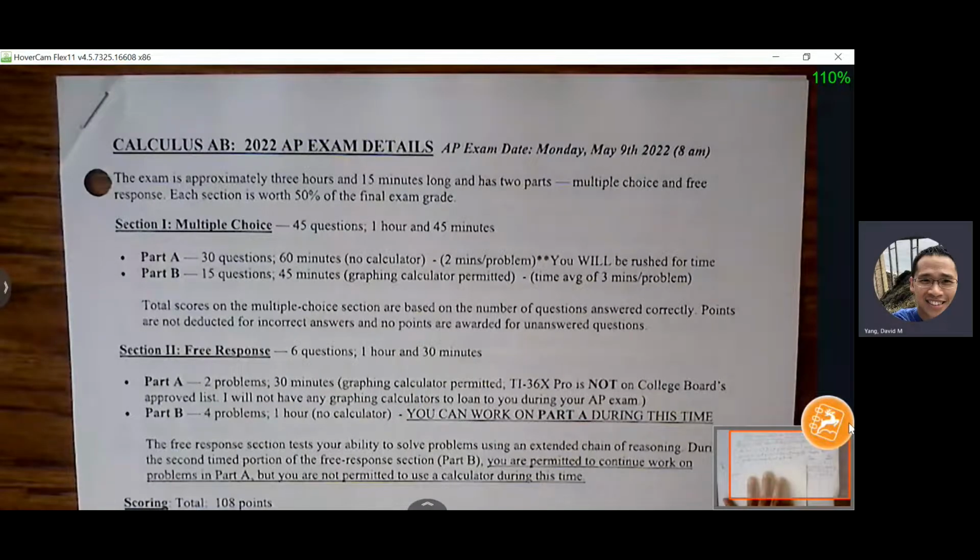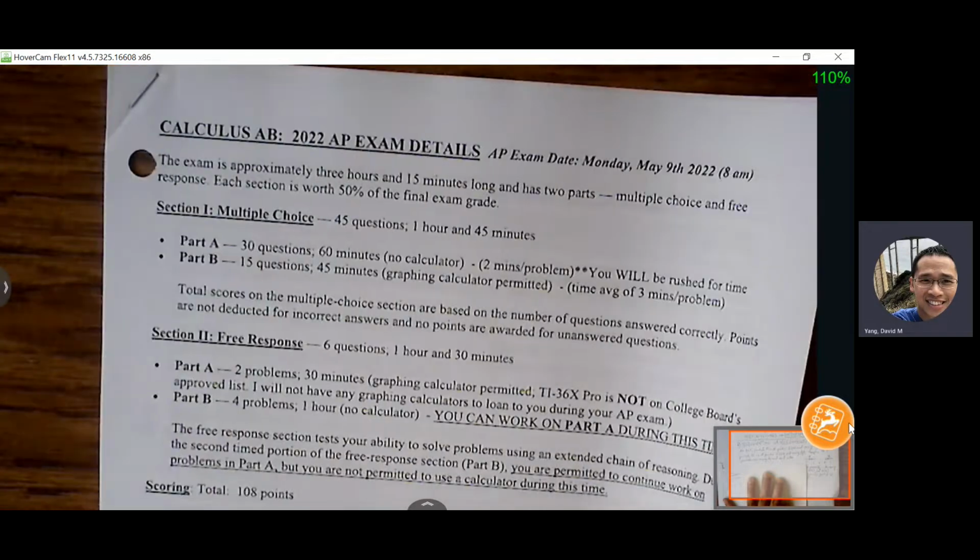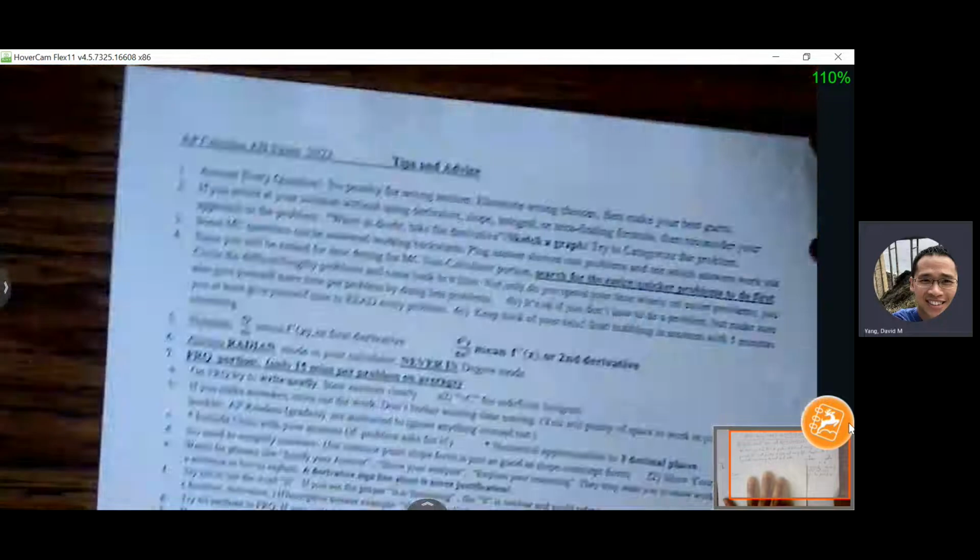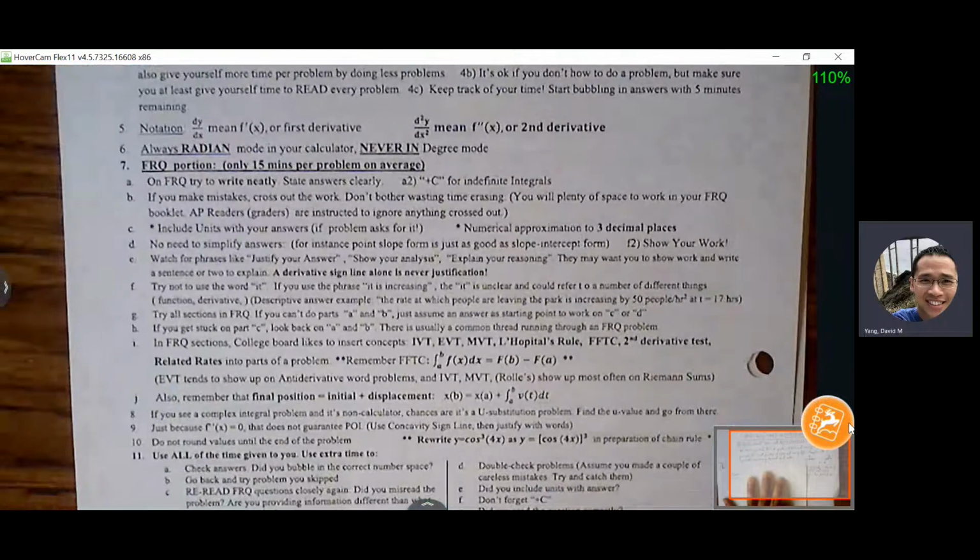So last Friday, I spent some time going over AP exam details. I didn't go through the entire handout here, but if you guys can spend some time reading through, these are just tips and advice that I've gathered over the years that I felt were beneficial and helpful for those of us who are preparing and getting ready for the AP exam. Just things to keep in mind.